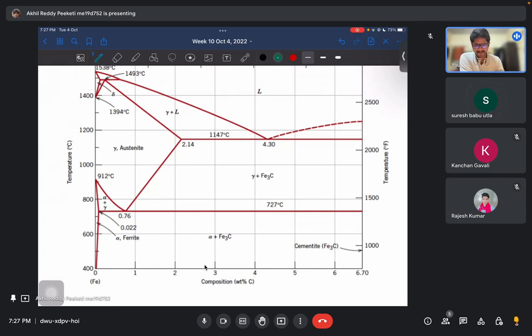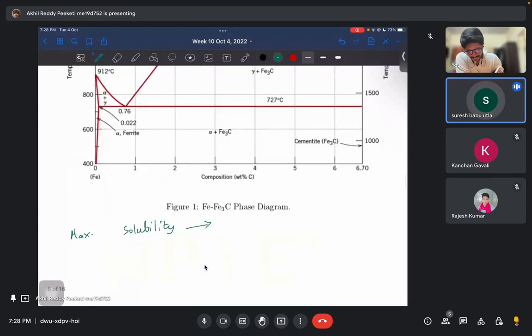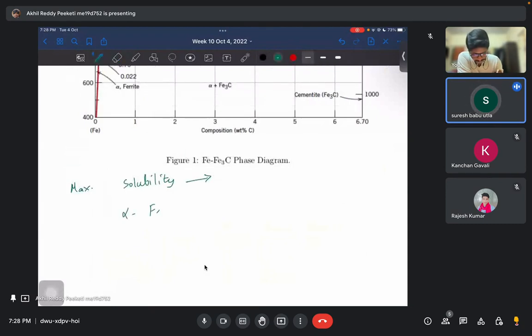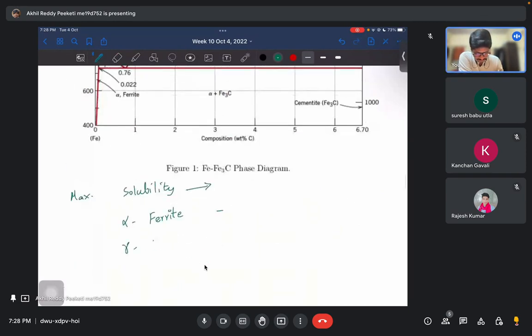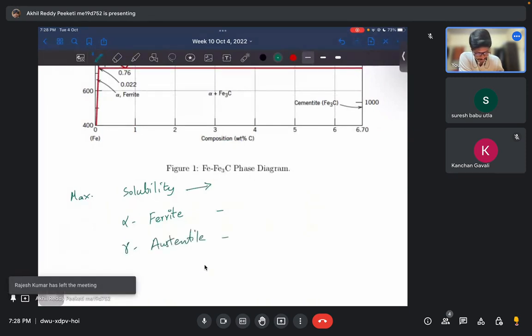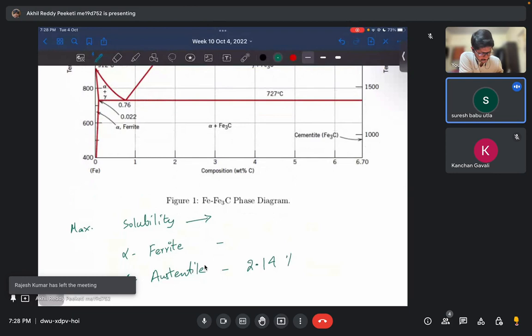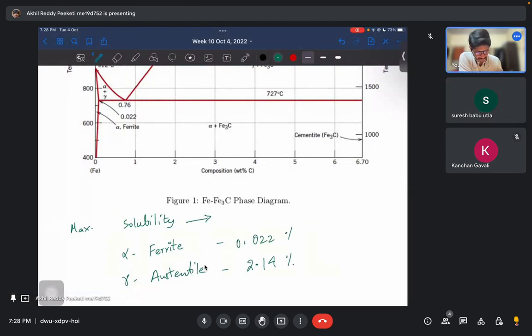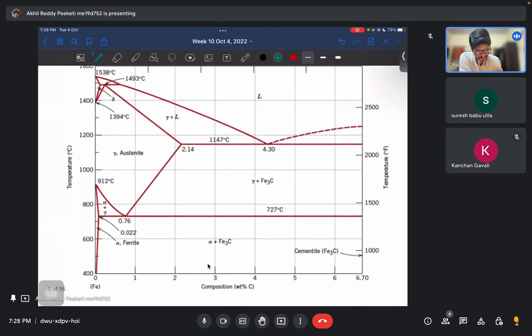If you take alpha ferrite, inside that carbon sits in the interstitial voids without disturbing the iron's crystal structure. That kind of system we are talking about, that's where there is a maximum solubility, like in this case, alpha ferrite. In gamma austenite it is 2.14, and here it's 0.022. For delta also something will exist.